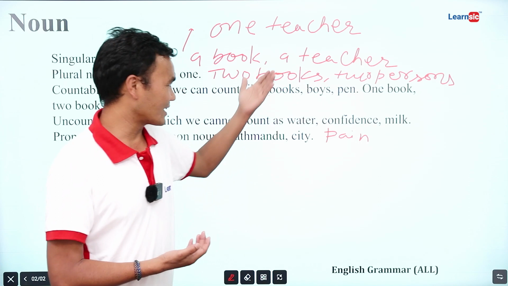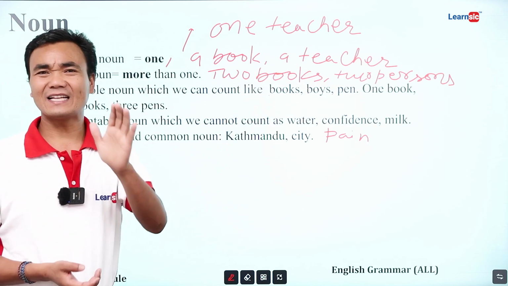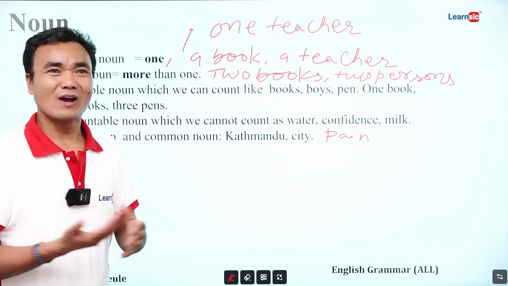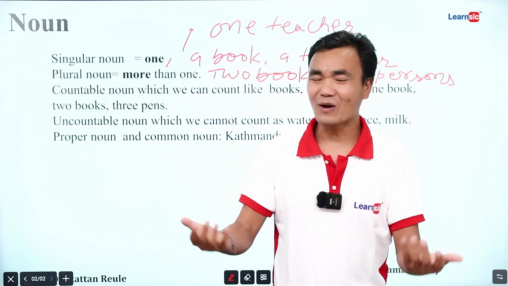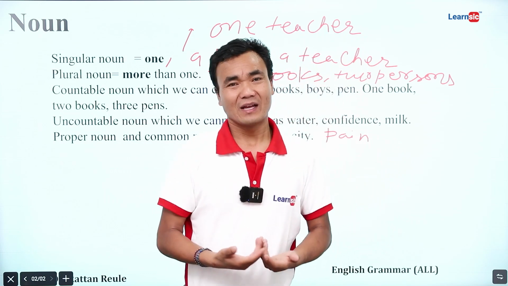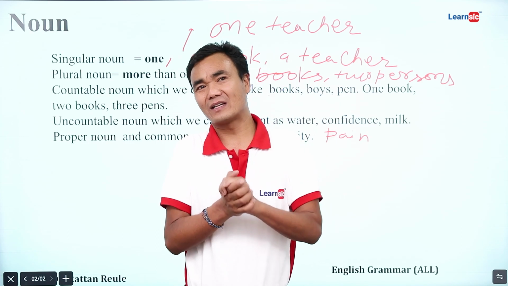Then after this is the countable and uncountable noun. So you can very easily remember and enjoy learning how to recognize it. Water is uncountable, we cannot count it. And on the other side, soil we cannot count either. We cannot count soil.